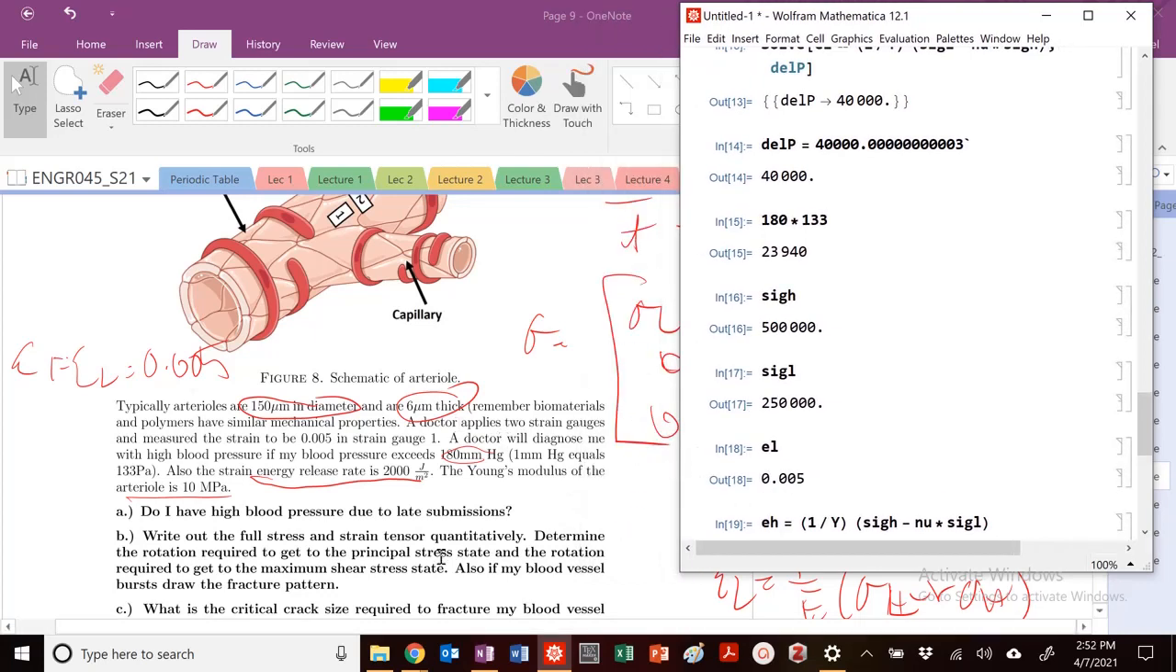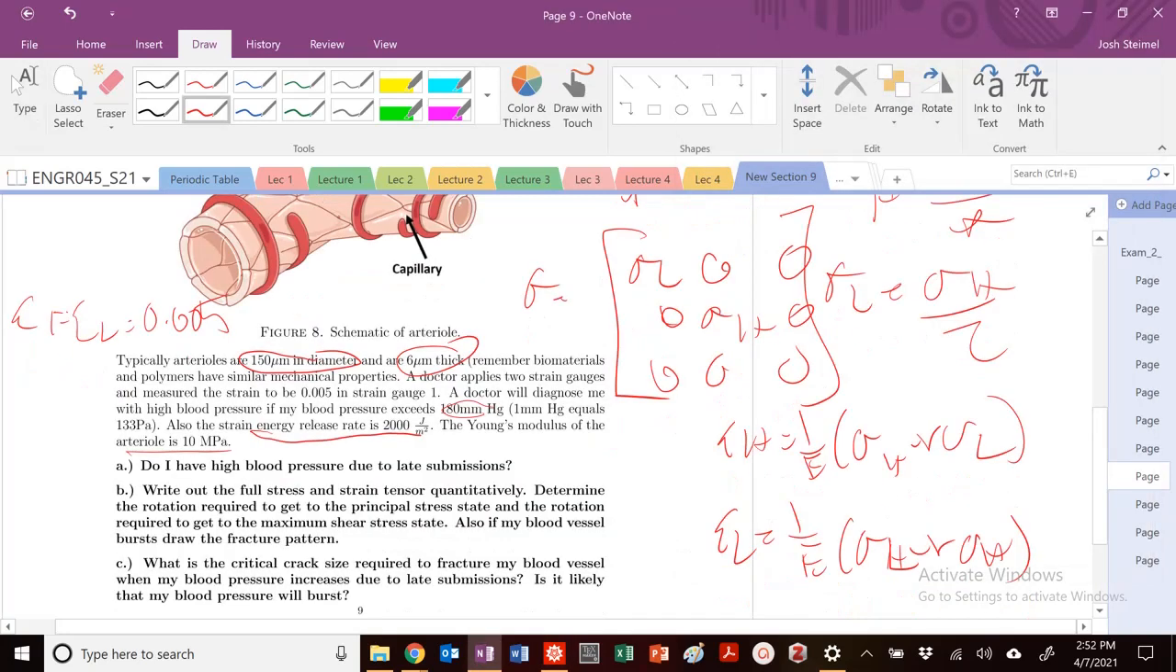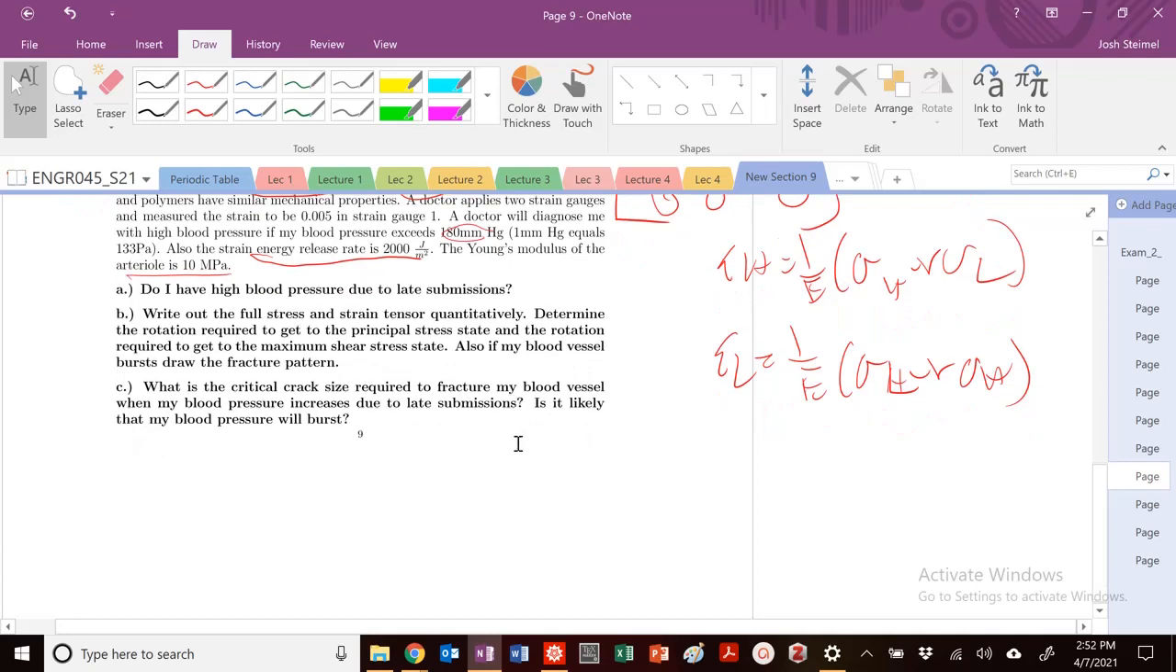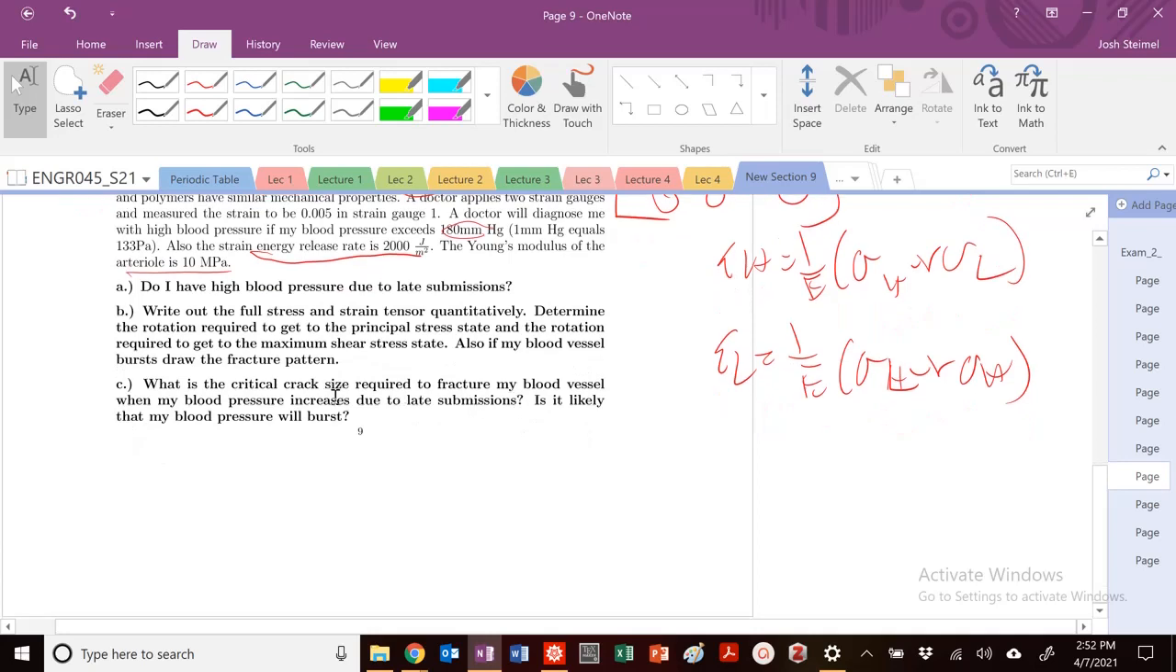Maximum shear, 45. If my blood pressure bursts, draw the fracture pattern. Ooh, I like this. So again, my hoop stress is always larger. Let's go up here. So I'm pulling more in this direction here, so it should fracture along this direction right there. Excellent. So what is my critical crack size required to fracture my blood vessel due to late submissions?